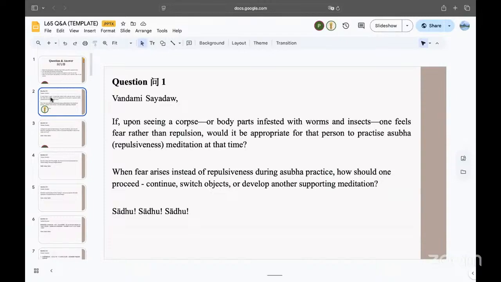Okay, here in this case, there are different types of fear. For example, a sense of urgency is also a kind of fear. But if you are just scared of what you see, this is not really called samvega, sense of urgency. If it is a sense of urgency, you can keep doing repulsiveness meditation. If you are scared because of seeing a dead body, you may be scared of ghosts or something, right? At that time you should move to another subject.